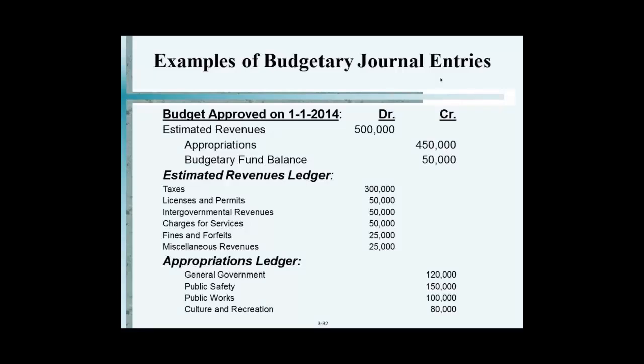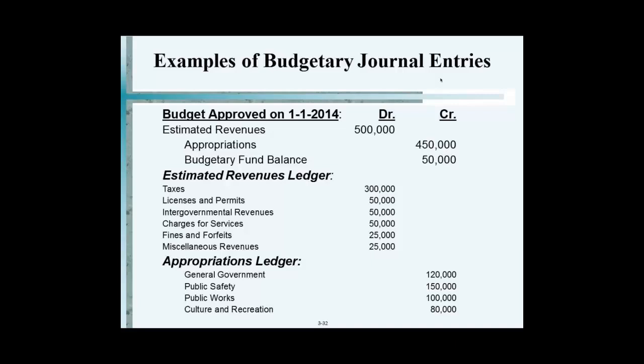Let's take the example again. You debit estimated revenues, so you now have a debit balance of 500,000. You receive $10,000, real money. Debit cash, credit revenue. So debit balance of 500 and credit of 10,000, what does it give me? Debit of 490, and that's the amount that I still need to collect. That's how budgetary accounting systems work.